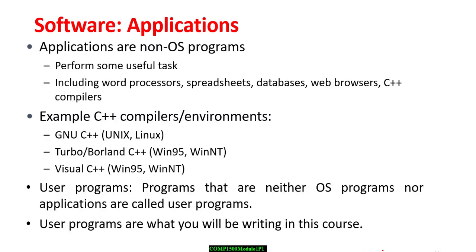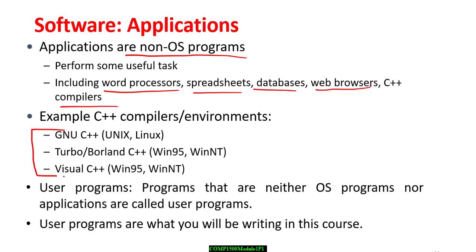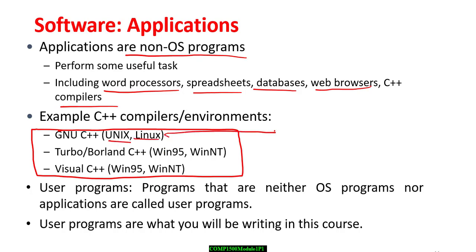Software applications, examples: we have non-operating system software applications such as Word, spreadsheet, database, web browsers, and C++ compilers. Since this course will concentrate on C++ compilers, we are going to talk a little bit about compilers. We have the GNU C++ compiler. This is for Unix or Linux. Anyone know what Unix or Linux is? These are open source. This means, in parentheses, free operating systems. We have Turbo and Borland C++, and we have Visual C++.